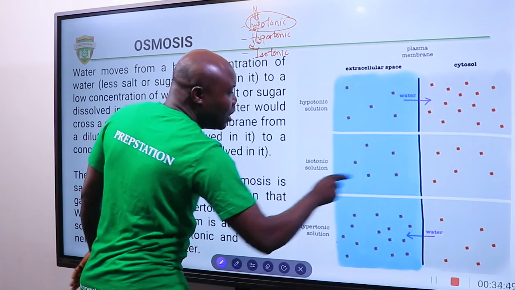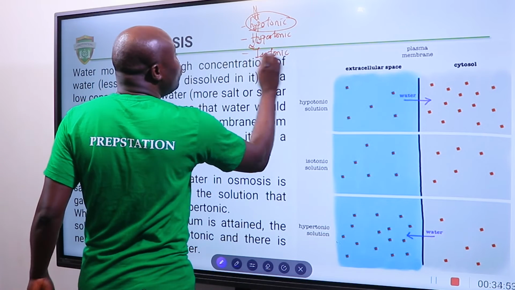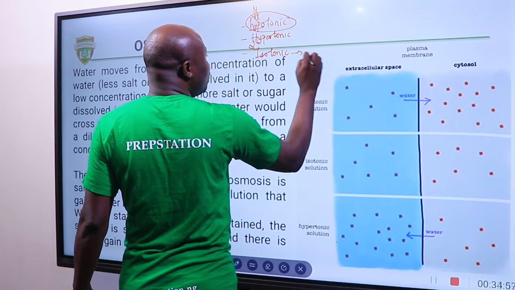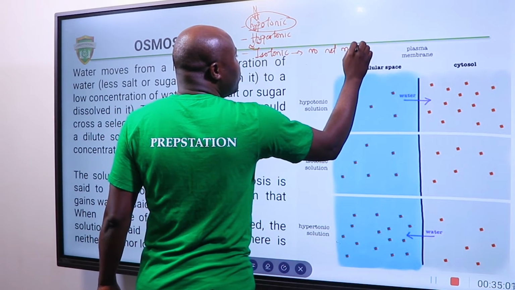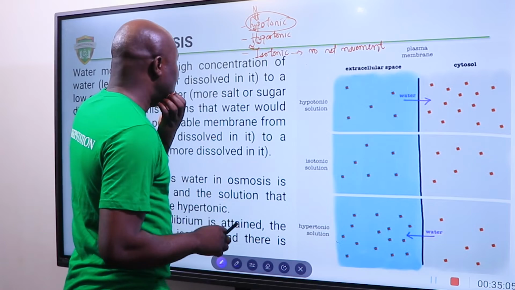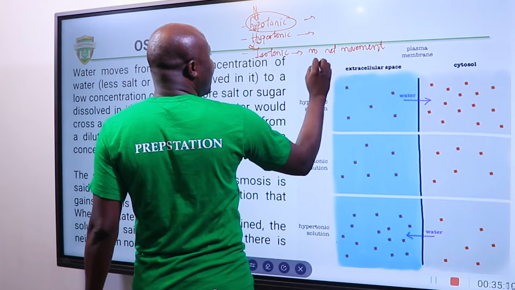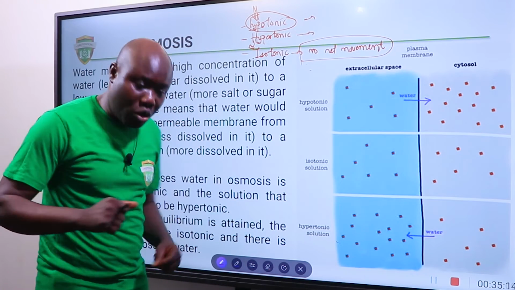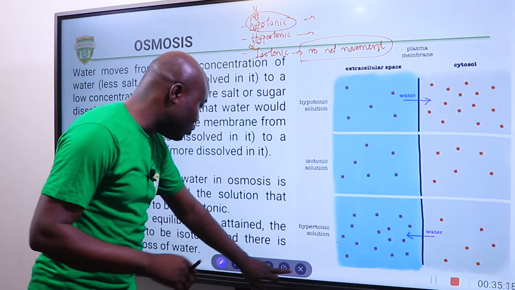Then in the case of this, 2 of them have equal concentration. So it is said to be isotonic solution. So what do I mean by that? In the case of isotonic solution, there's what we call no net movement because they both have the same concentration. Are you getting my point now? But in this case too, there's movement. But in the case of isotonic solution, there is no movement. Why? Because both the cell and the environment have equal concentration.